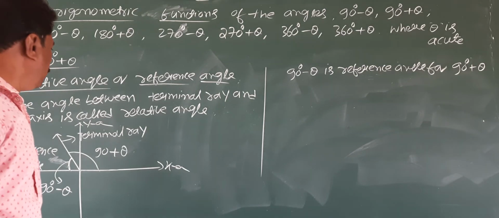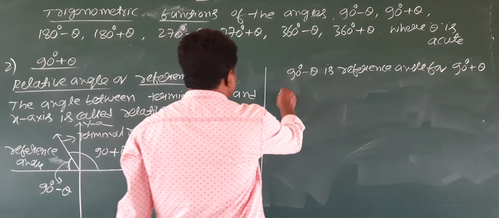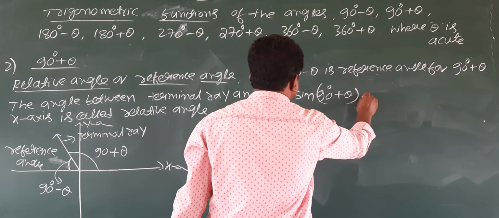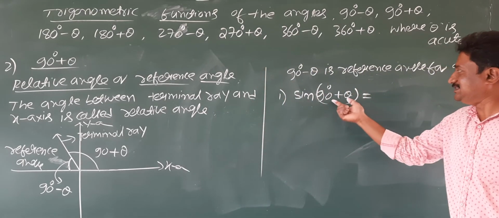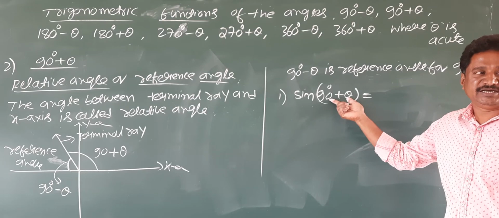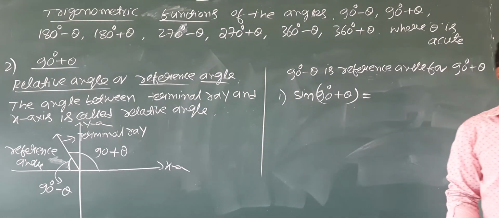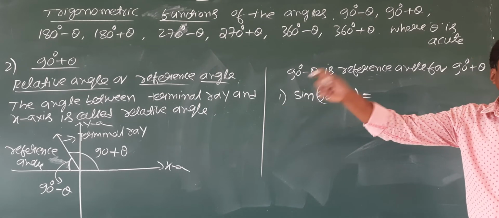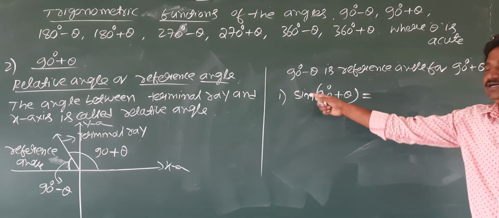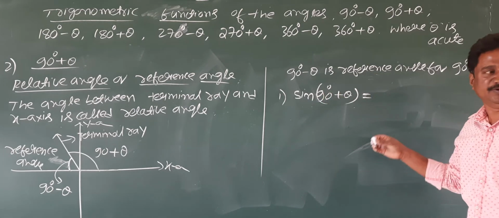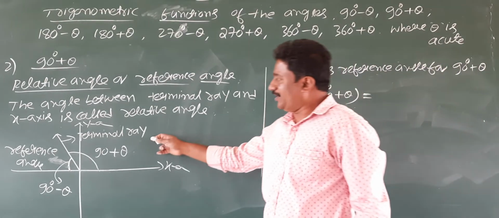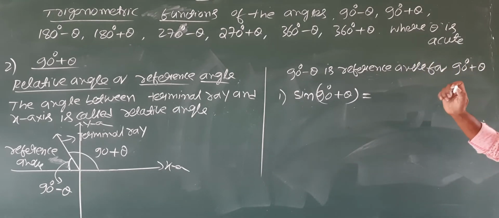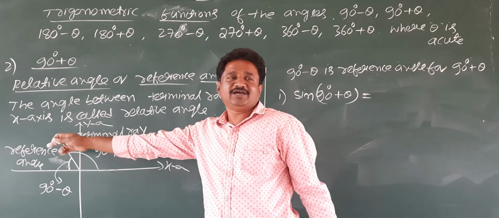Now look at how I explain. First one, sin of 90 plus theta. Is it an angle in the first quadrant or second quadrant? Second quadrant angle. 90 plus theta belongs to the second quadrant. In the second quadrant, is the sign positive or negative? Positive. In the second quadrant, sine and cosecant are positive.